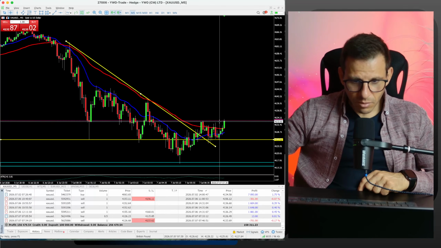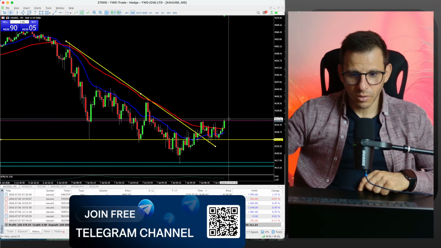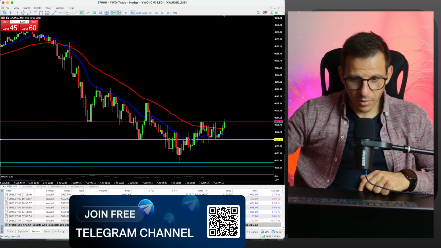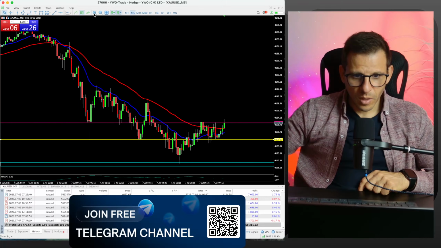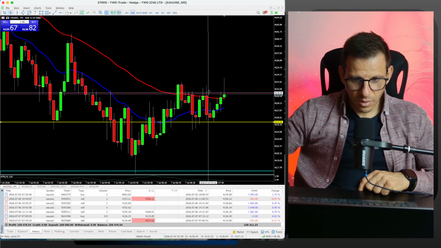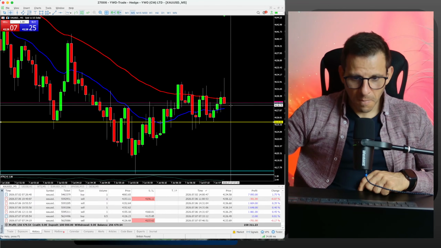So now technically we have a confirmed inverse head and shoulder. Technically. Ideally, the way to trade it, if I see the price action to trade it, I will let you know, guys.